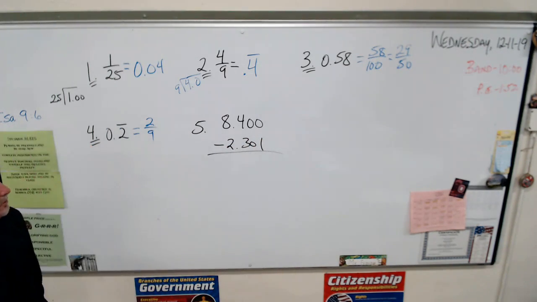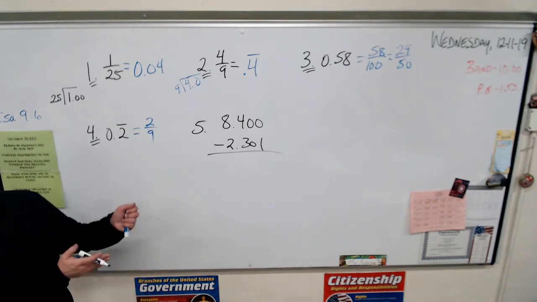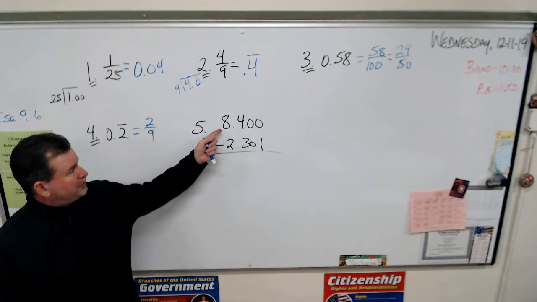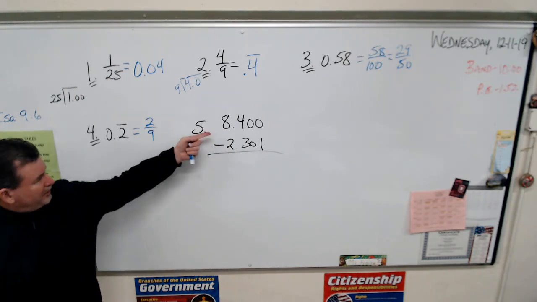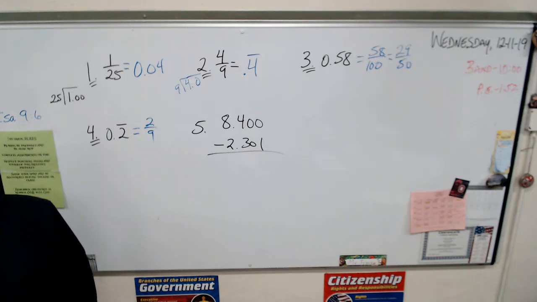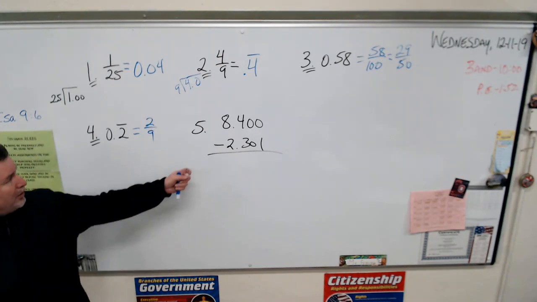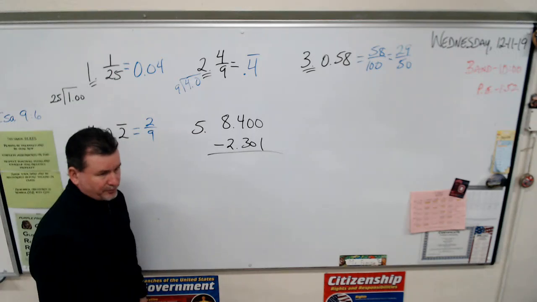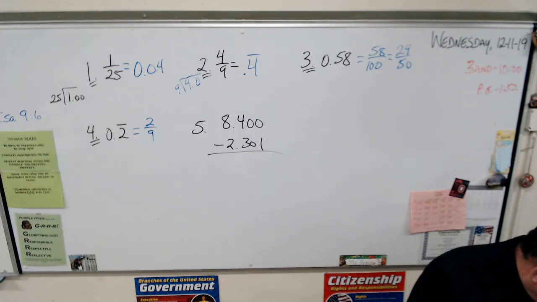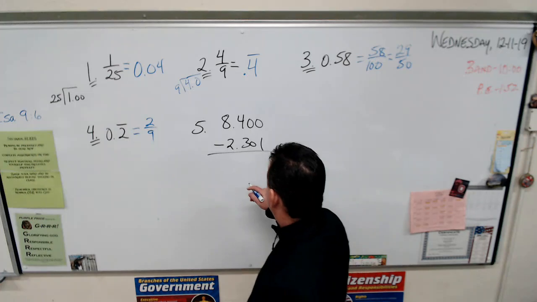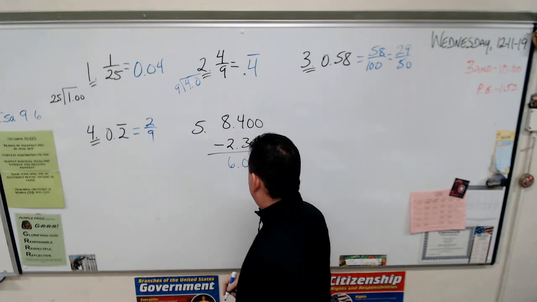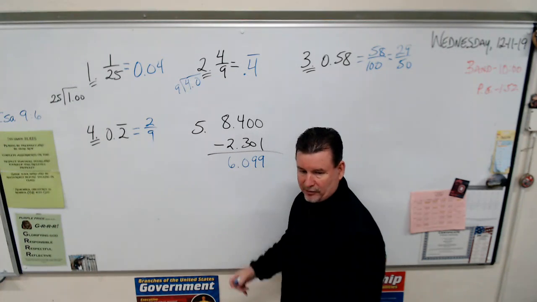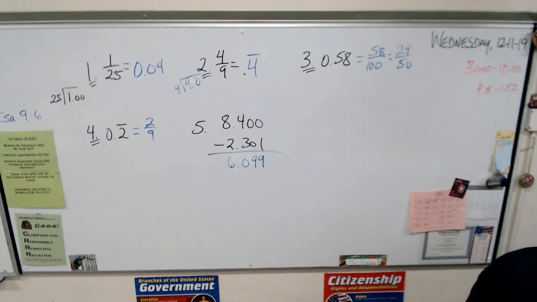Stop there. Does anybody not understand why I rewrote number 5 like that? Because I'm adding negative 2.301 plus 8.4. They're different signs, so I find the difference between them, and I'm going to use the sign of the larger absolute value. So your answer to number 5 is $6.099, and it's positive.